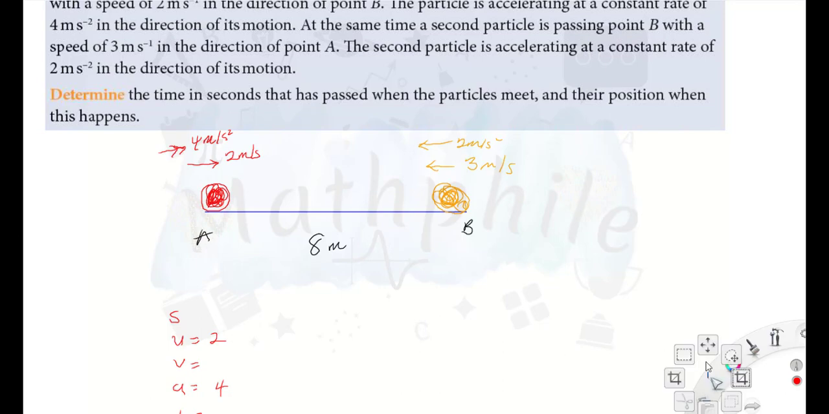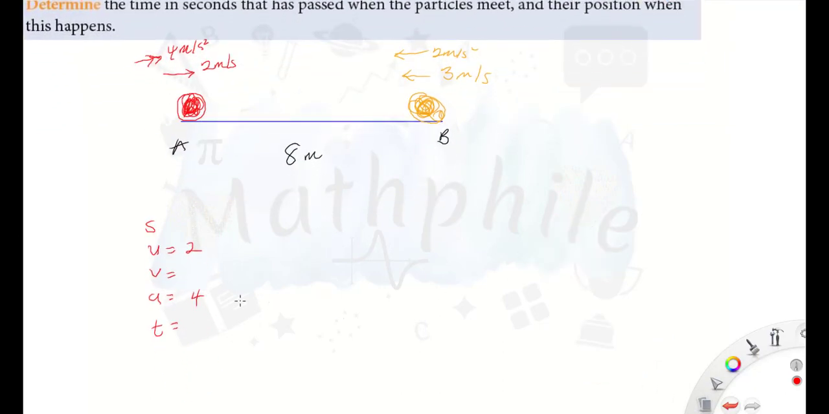Since the time is the same, let me represent that as t. I don't know the distance that A is going to travel, so let me name that distance X. The 8 is the distance between the 2 points. Again, let's try to set up the SUVAT for B. So I'm using the orange one. Can you see the orange? Yes.